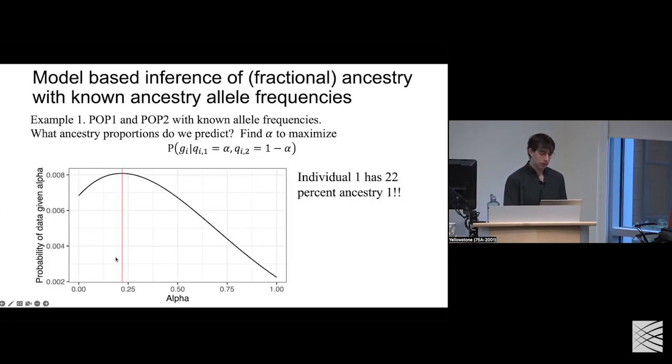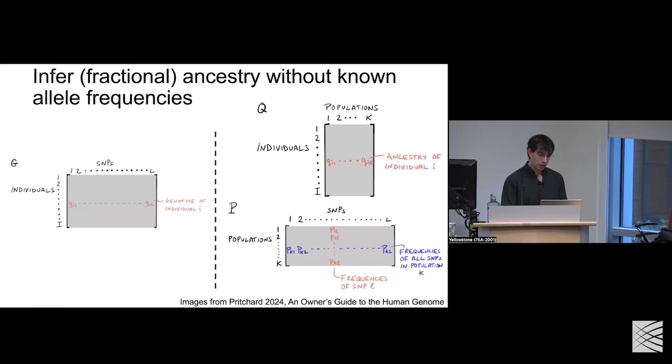And so here, this is the numerical value for that last equation, where we vary alpha across many values. And we can see that we maximize this quantity when alpha is equal to 0.22, which corresponds to individual I having 22% ancestry from population 1.